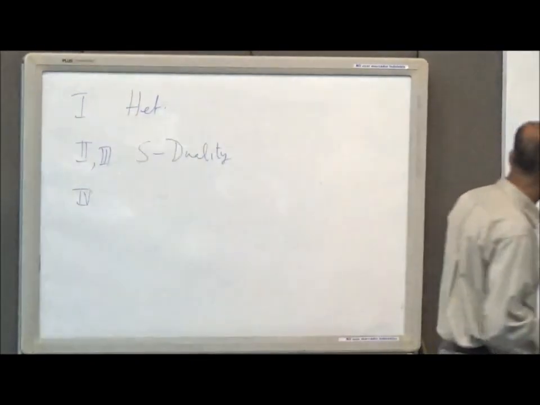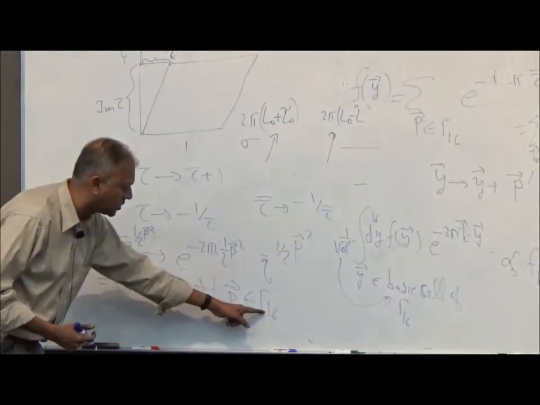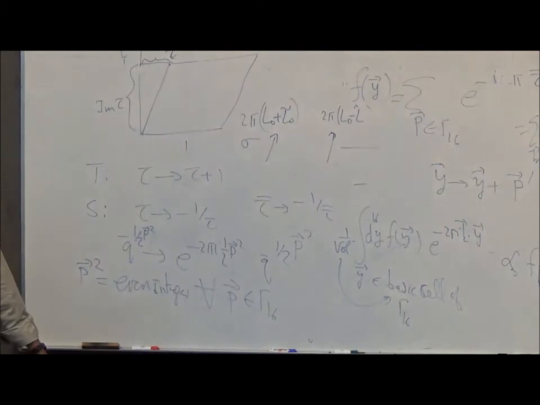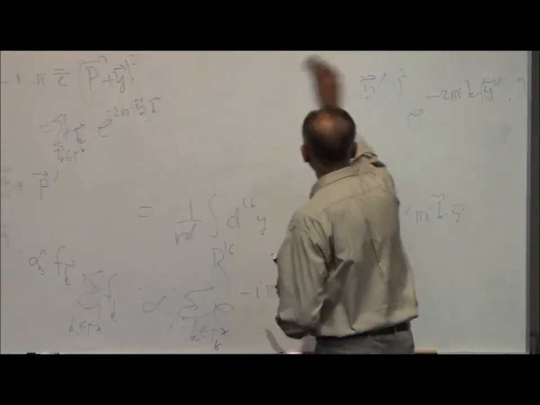So these are the two important conditions. The p square equal to even, that means gamma is an even lattice. And this condition tells me that gamma is a self-dual lattice. So gamma must be even and self-dual. So this is the main conclusion. And so I just state this and tell you the result.